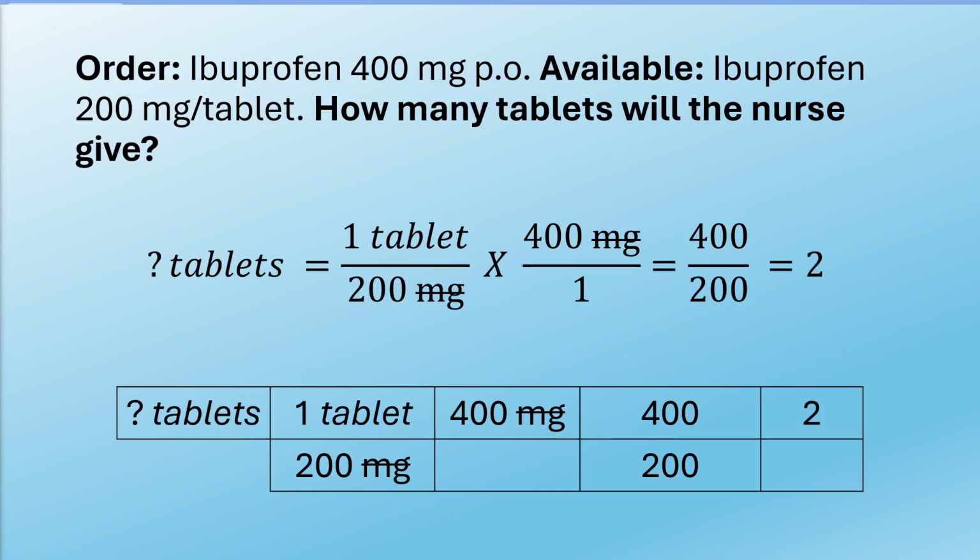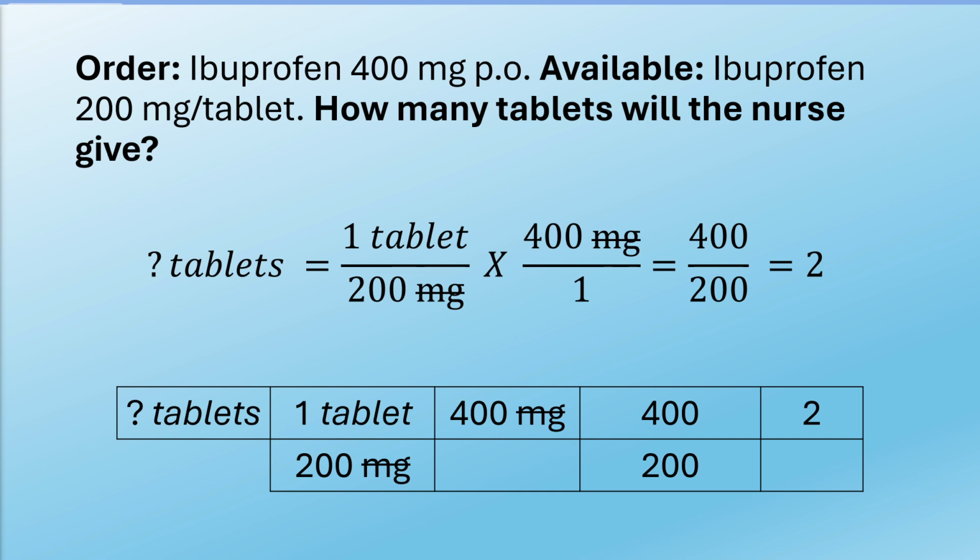So let's look at another one then. In this case, the order is for ibuprofen 400 milligrams, and the ibuprofen comes as 200 milligrams per tablet. The question is, how many tablets will the nurse give? So again, I'm going to focus on the bottom grid approach because you can follow through on the fraction type and see the setup. But I want to talk a little bit more about the grid because for some people it may be a little bit easier to follow visually.